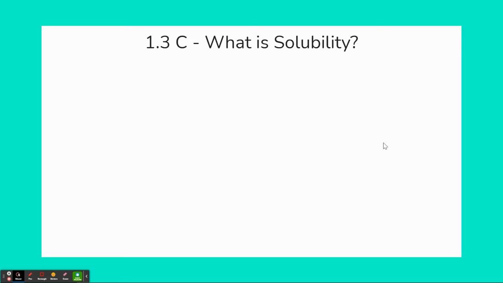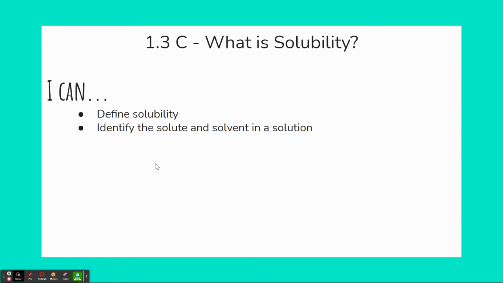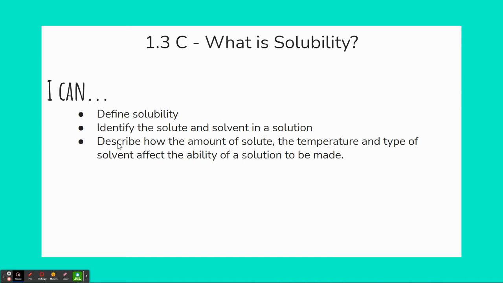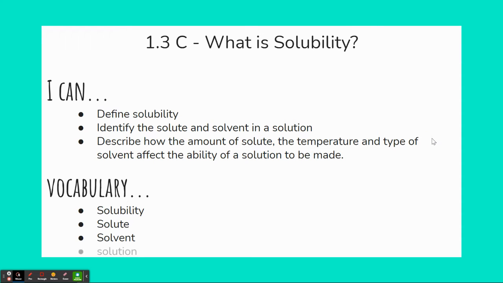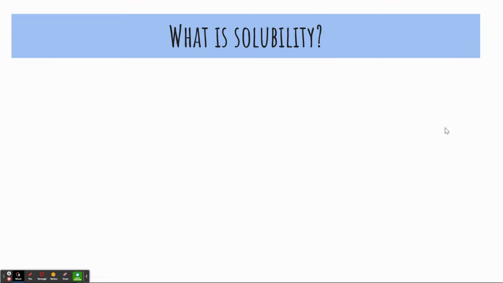All right, so now we're on 1.3c. What is solubility? By the end of this lesson, you should be able to define solubility, identify the solute and solvent in a solution, and describe how the amount of solute, the temperature, and type of solvent affect the ability of a solution to be made. Your vocabulary is solubility, solute, solvent, and solution.